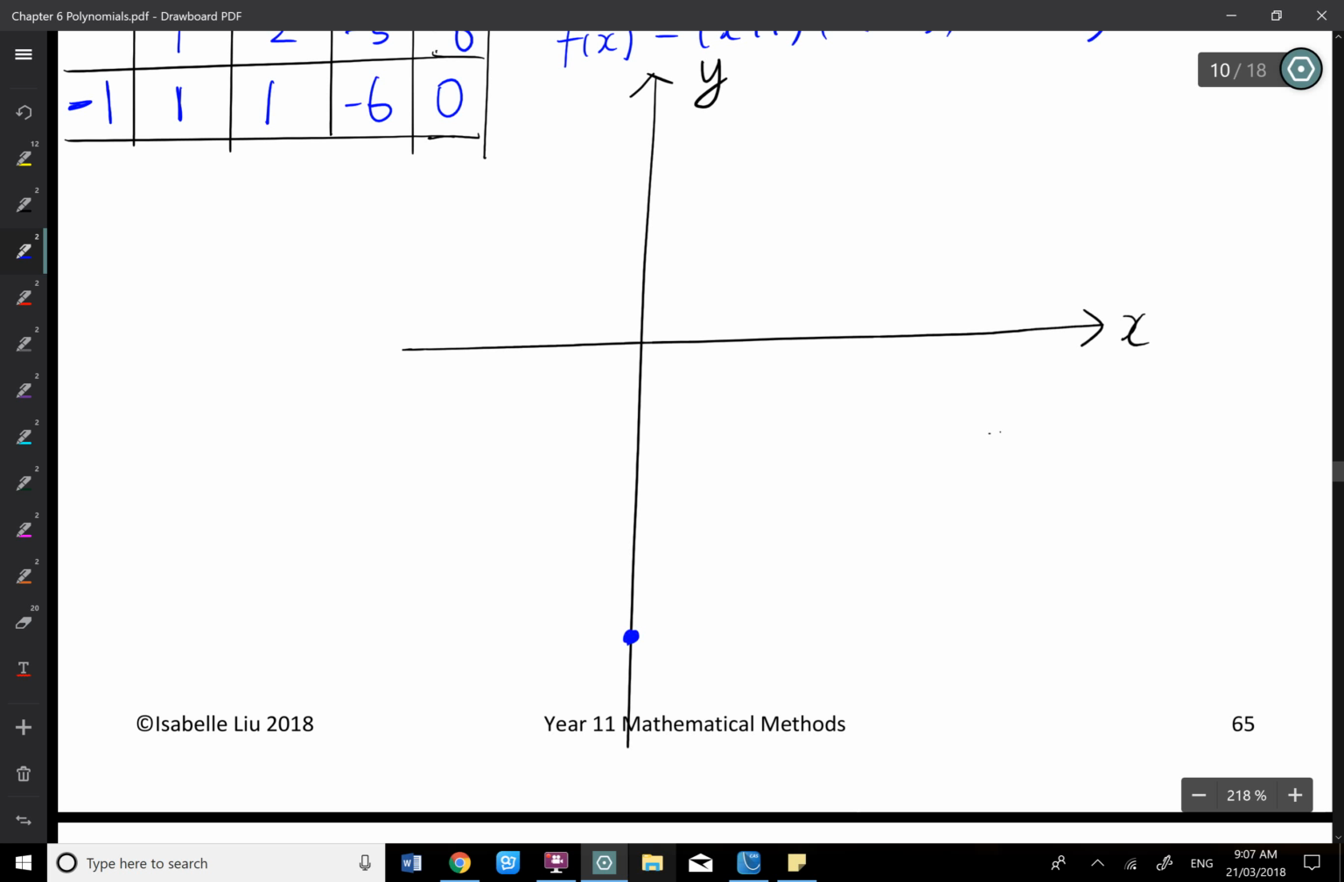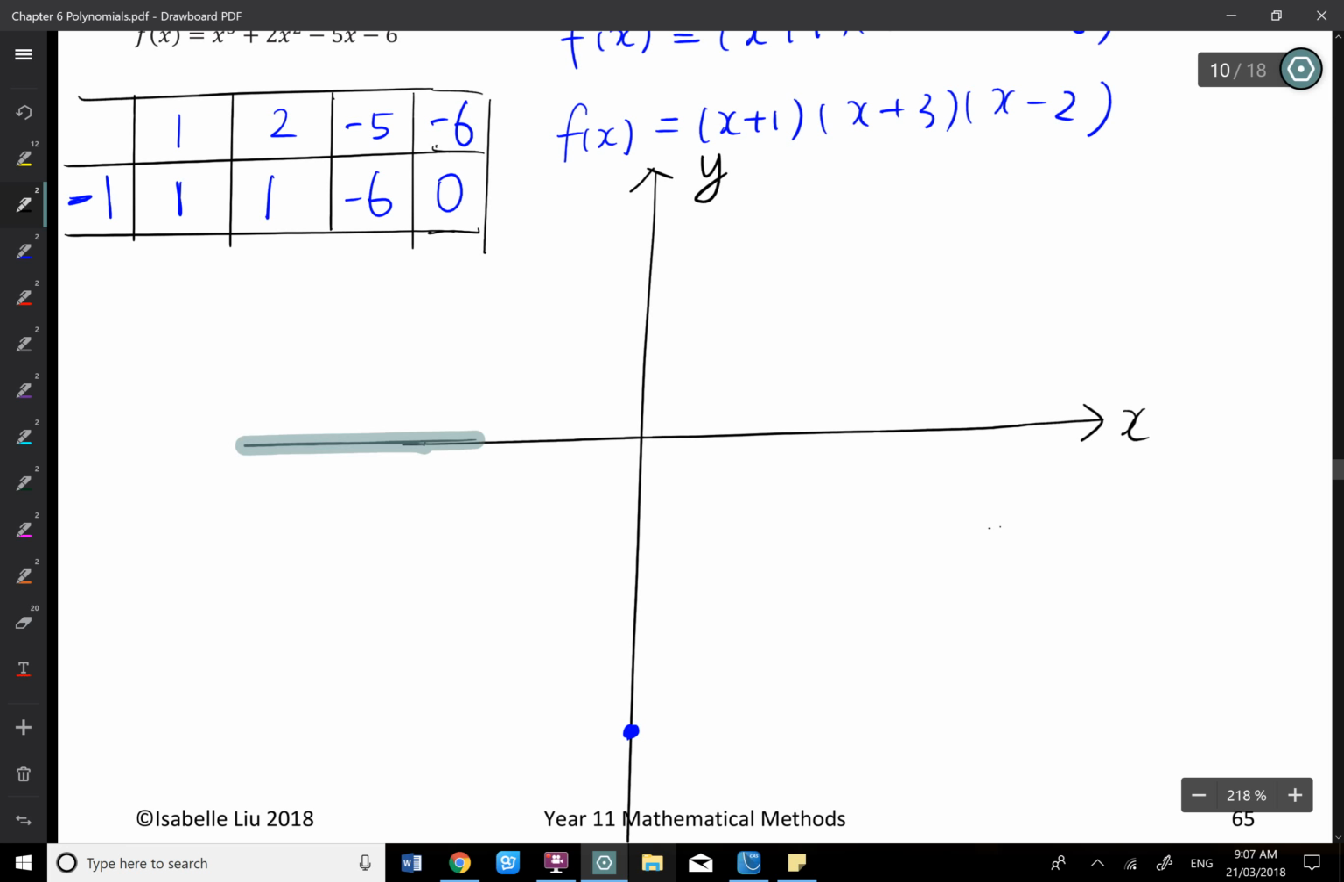Okay, can you tell me what's the x-intercept, please? -1, -3, and 2. Let's label that. 2, -1, and -3. So I will label it like this.